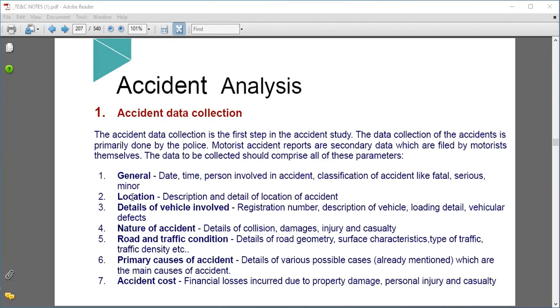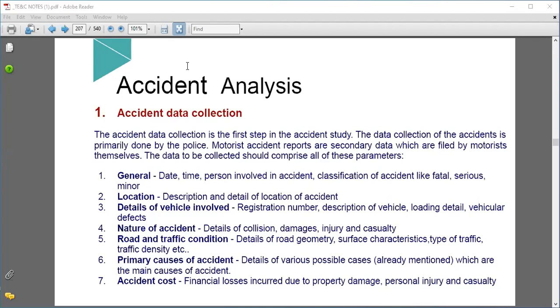Next one is the primary causes of accident. In that, the details of various possible causes already mentioned, which are the main causes of accident, means primary causes of accident. So which are the different primary causes of accident? The details of various possible causes already mentioned, which are traffic density, etc. Primary causes of accident means we can understand what the primary causes of accidents are, and after that, the last one is the accidental cost. So how many financial losses were incurred over there, that point also we will understand from this.